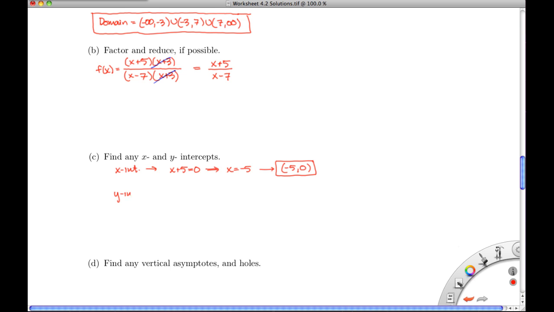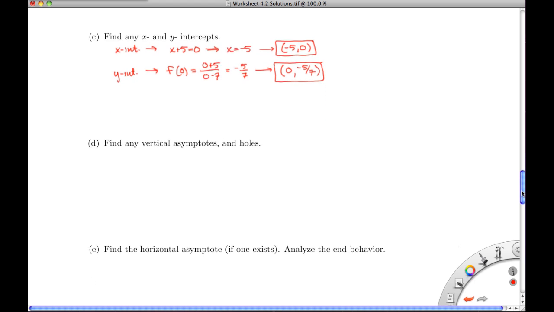And for the y-intercept, again, all we do is we take our function, we plug in 0. We could use the simplified or the non-simplified version. It's going to work either way. And we would have 0 plus 5 divided by 0 minus 7, which is going to give us -5/7. So the coordinate of our y-intercept is going to be x equals 0, y equals -5/7. So we've got 2 intercepts, so 2 points we can look forward to plotting on our curve.